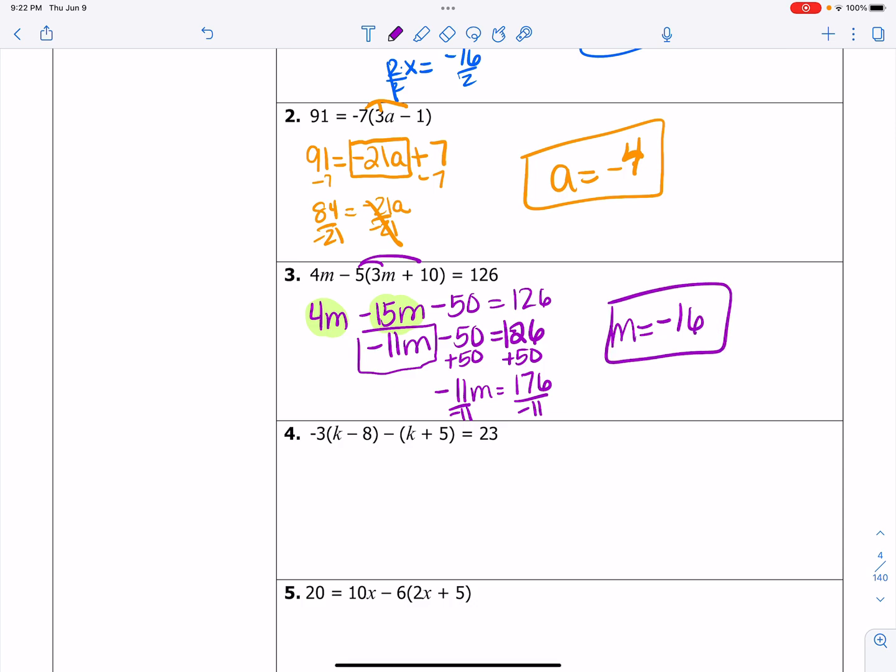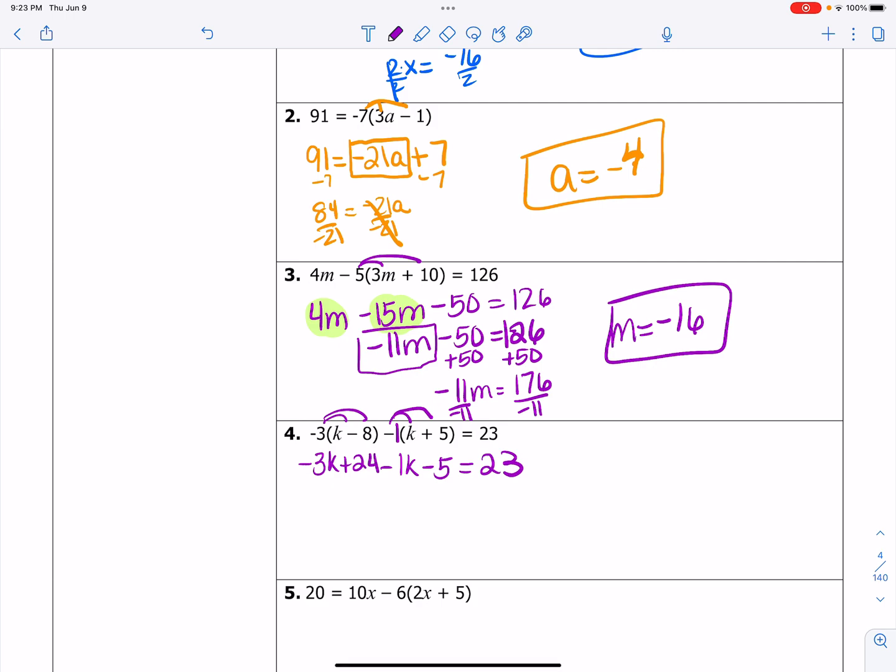Okay, I do want to take a look at number 4 because that one is a little bit tricky. If you need to, put a 1 here. So I'm multiplying in by this negative 1. And here I'm multiplying in by a negative 3. So that's a negative 3k plus 24. That's not right. Negative 3k plus 24 minus 1k minus 5.